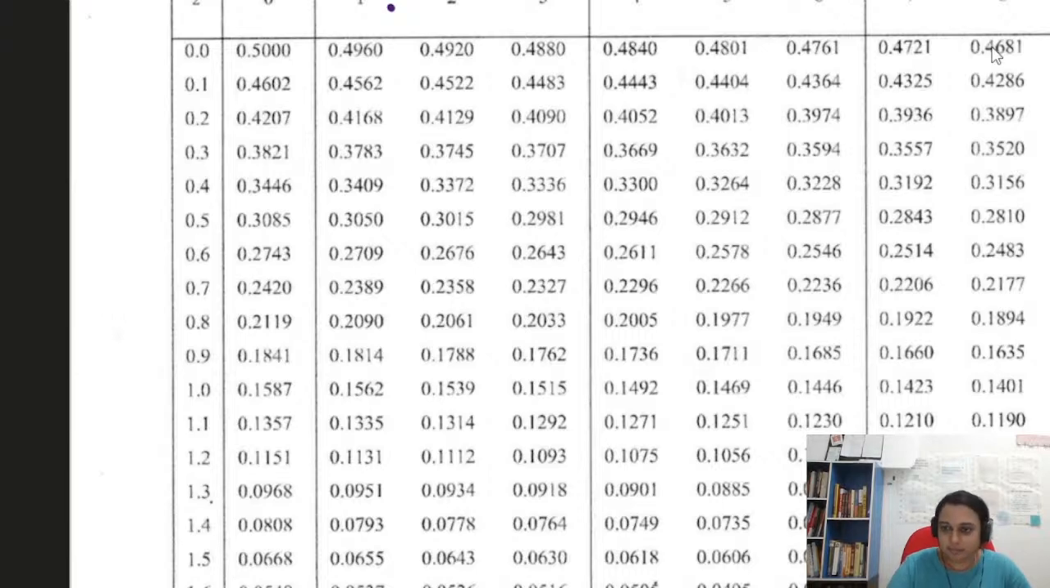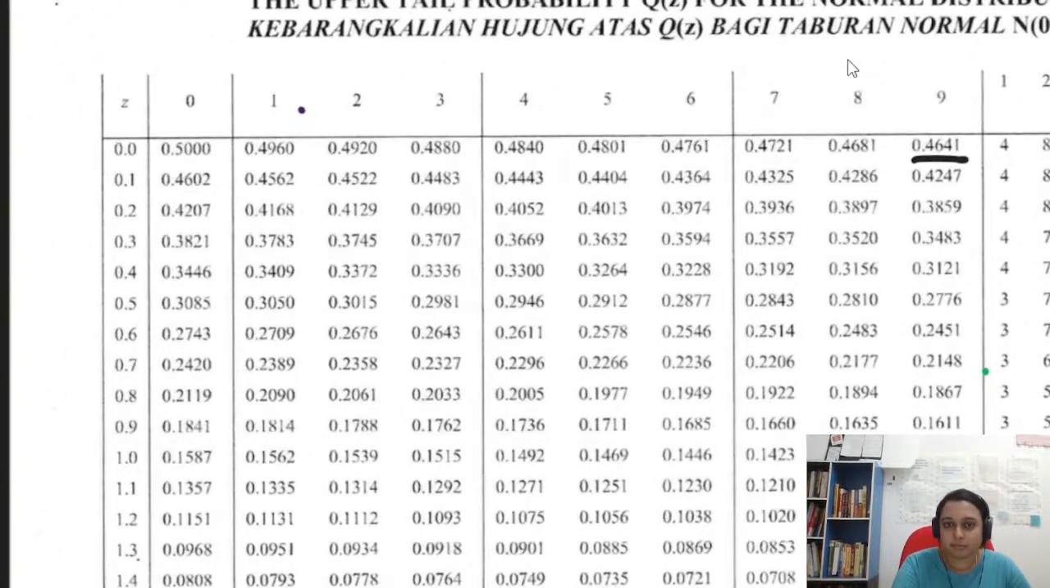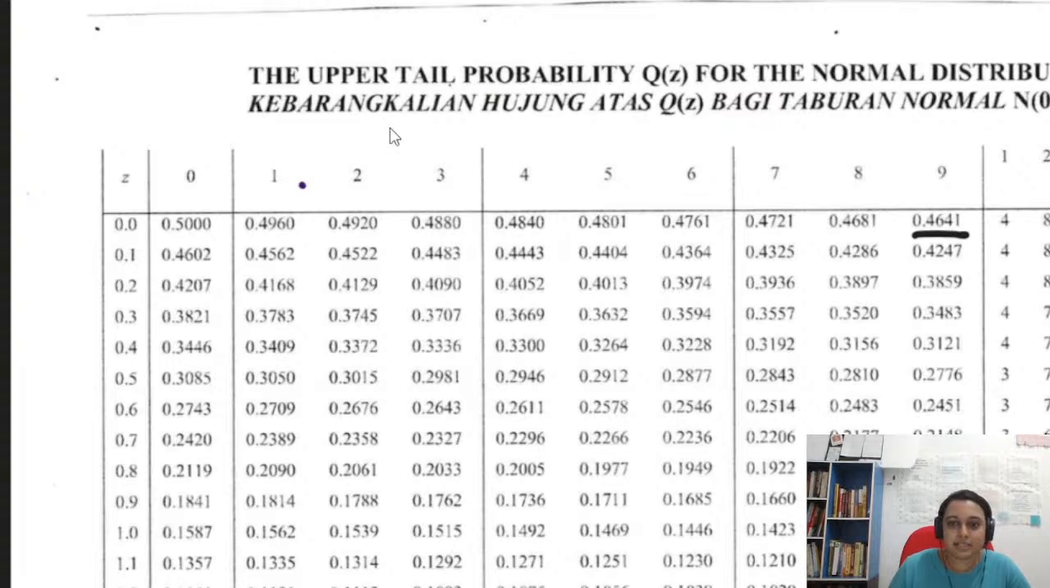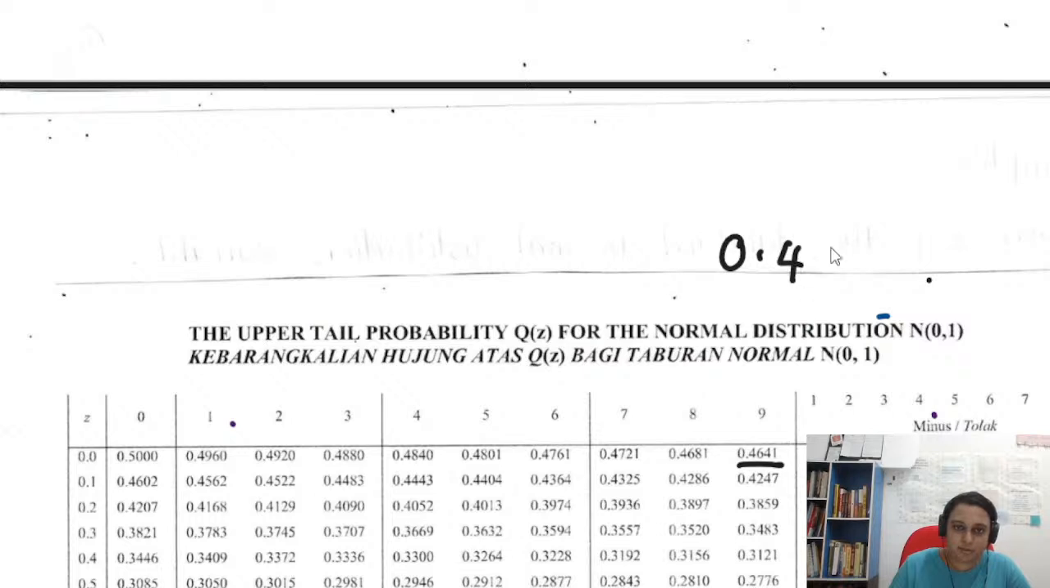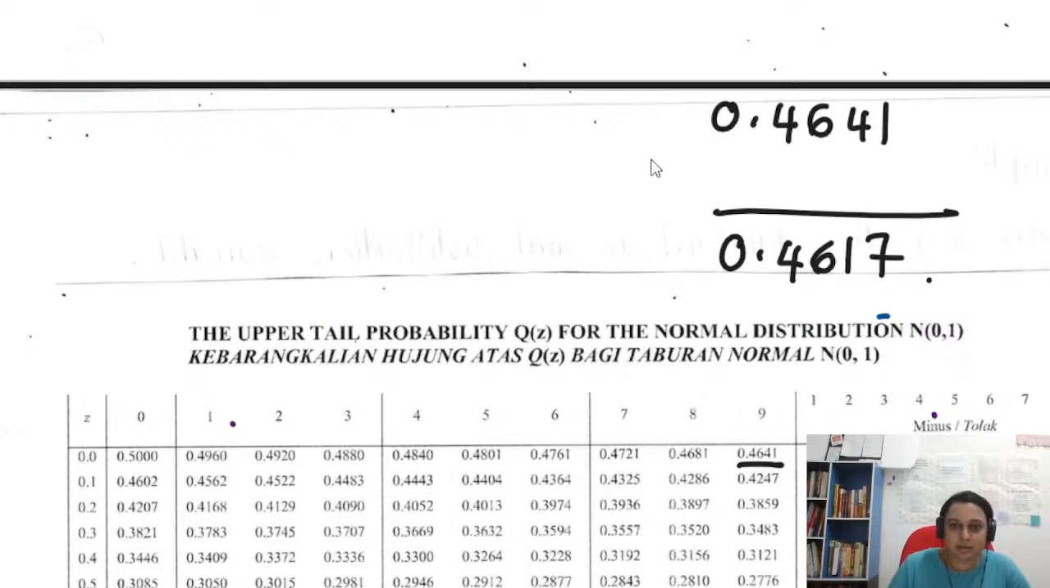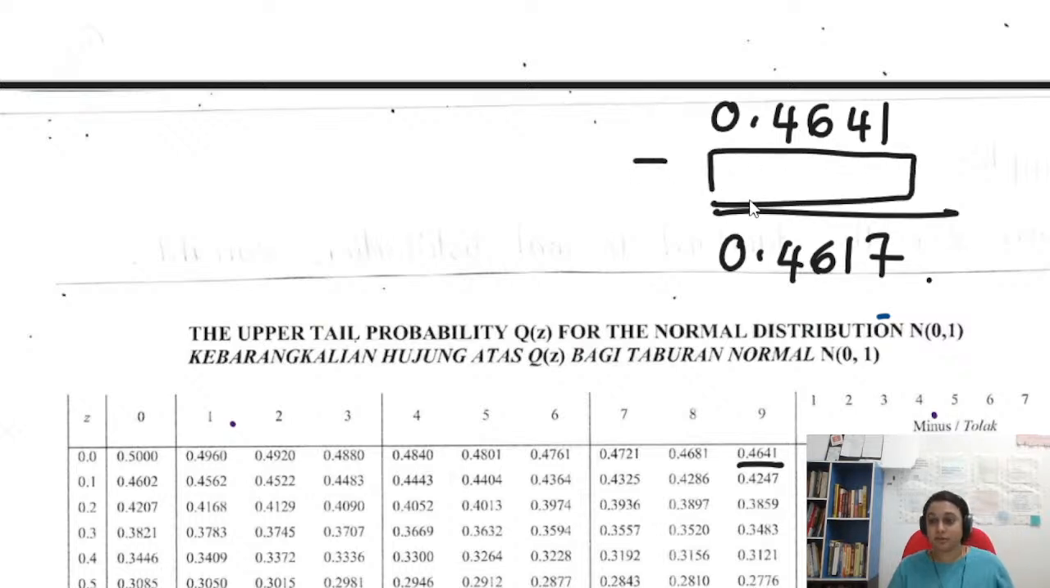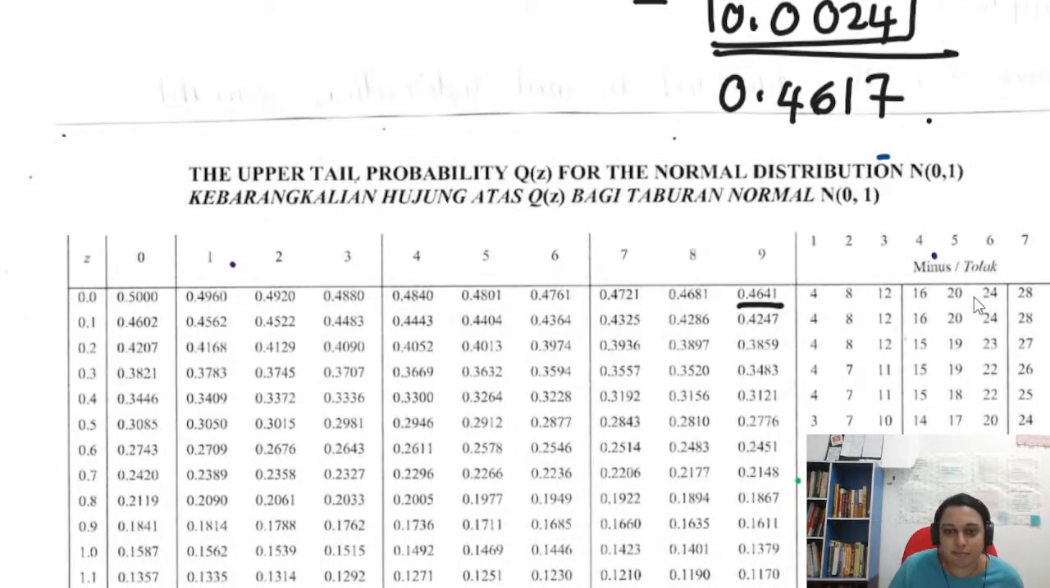Teacher boleh pergi untuk yang ni. Nampak tak? 4641. Okay, but the one teacher wanted, what I wanted just now was 0.4617. Okay, but now I got 4641. So I must minus with how much value? Kena tolak berapa kat sini? 617. Kena tolak 0.0024. Cuba tengok betul tak? Yes, tolak dengan 24. So you must minus with 24.